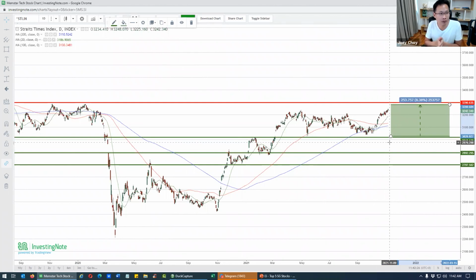That's exactly what has happened for the STI, and even for the US as well. We see a bit of weakness, certain levels are holding, people come in and rush, and that's where it started to rebound as well. So in terms of the market, it is still quite bullish.